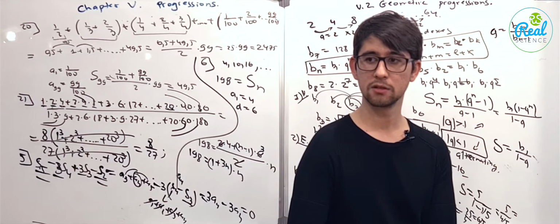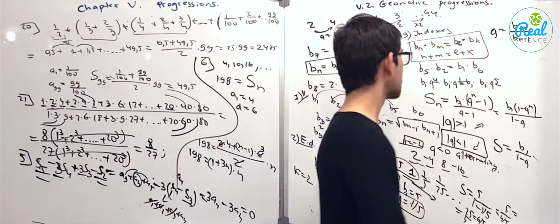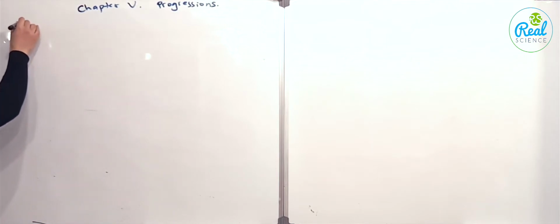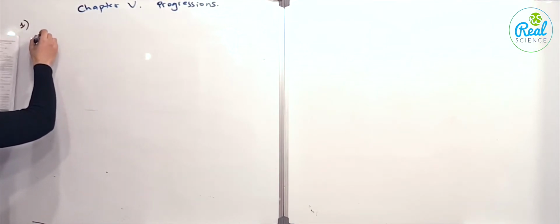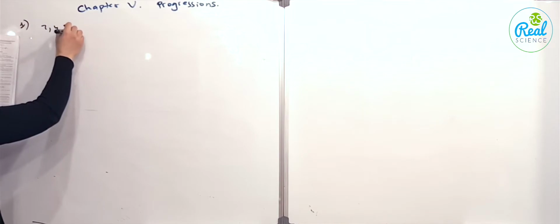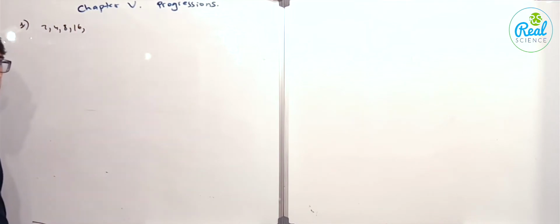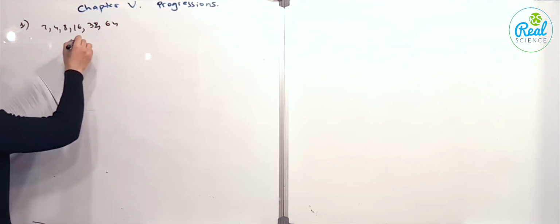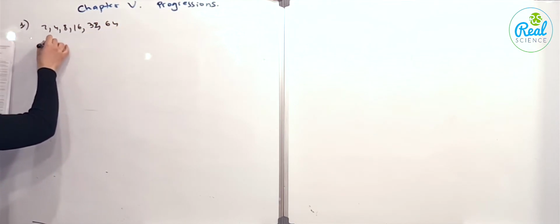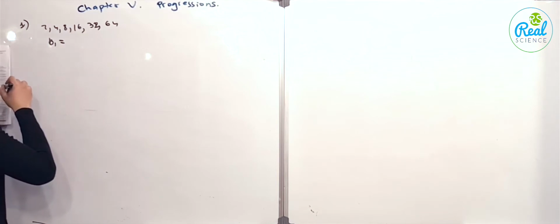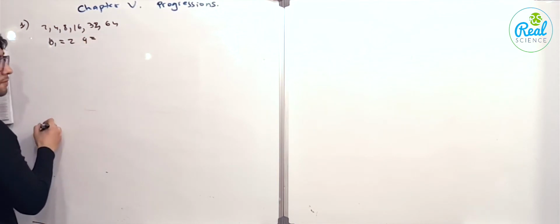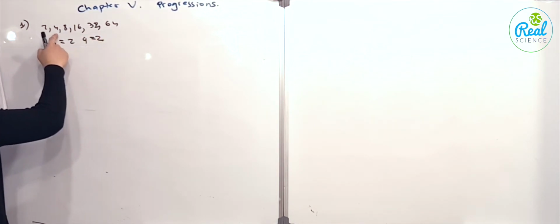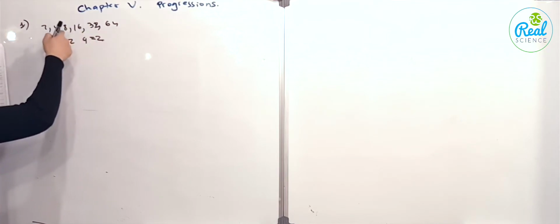Okay, copy. Let's start from the simplest one first. Identify geometric progression. 2, 4, 8, 16. What is the next term? 32 and 64. So it says identify geometric progression. Your b1 equals 2. Your q equals 2, right? You divide any term by the previous one.